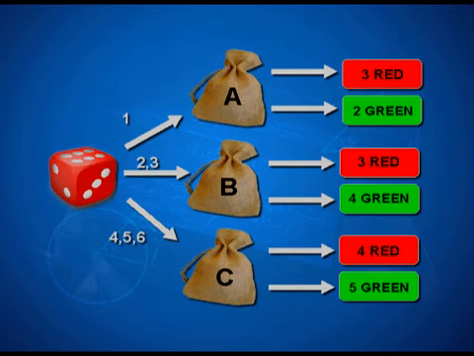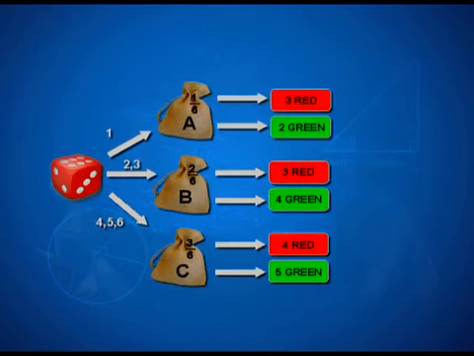Now, in this case, the probability of bag A is same as getting a 1 on the die. Therefore, the probability of A is 1 by 6. Probability of bag B will become 2 by 6. Probability of bag C is 3 by 6, because 4, 5 or 6 can show up in 3 favorable ways. Probability of bag C will therefore be same as probability of getting a 4, 5 or 6.